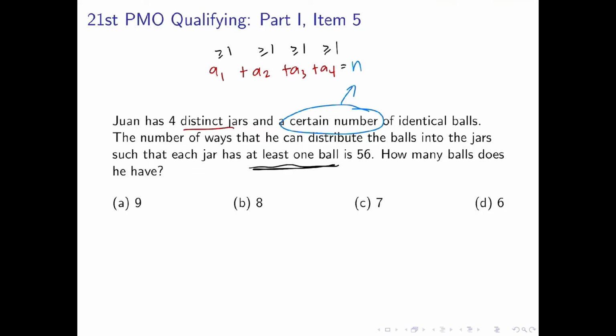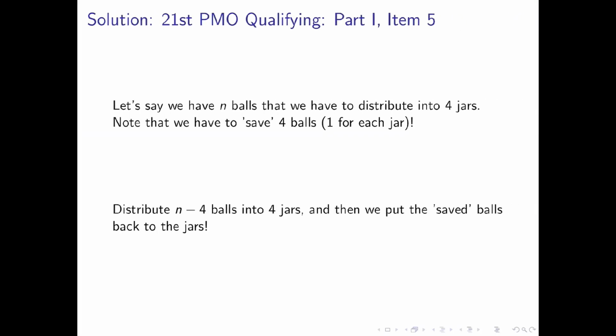So, well, kung ganun, then we try to look at this. So, let's just say we have n balls. We have to distribute into 4 jars. Note that we have to save in total 4 balls naman. Okay? Now, I don't know what n is for now, but I'll just say that using muna. And so this is n balls. So let's just say we have n balls over here.